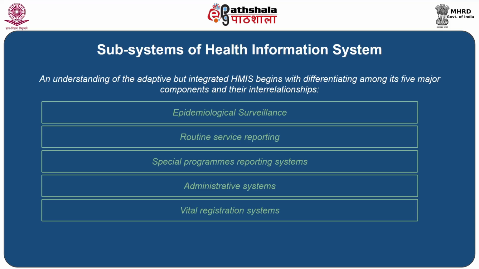The third subsystem is special program reporting system, which includes reporting for tuberculosis and leprosy control, maternal and child health, and school health. The fourth subsystem is administrative system, where reporting about healthcare financing, health personnel, and logistic systems is undertaken. The last one is the vital registration system, which includes information about the births, deaths, and migratory movements.